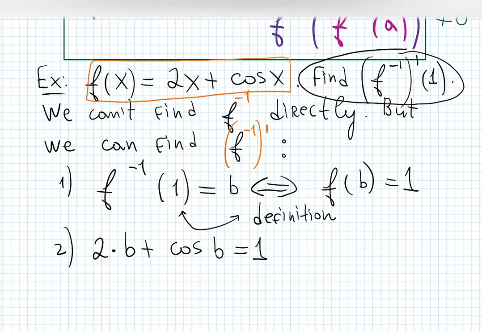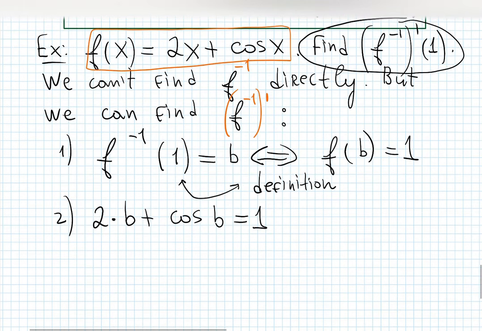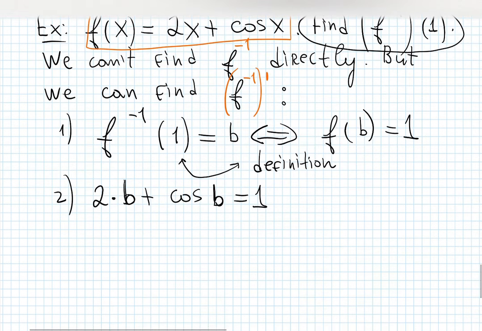That's exactly what I'm talking about. What if you know the result and you're looking for the input? This is exactly the inverse problem. I know the answer is 1, but I don't know the input. That's why I call it b. You don't want to call it y or x because those are already taken. You can call it t, m, whatever you like. b is convenient. 2b plus cosine of b equals 1. Well, you need to solve this somehow.